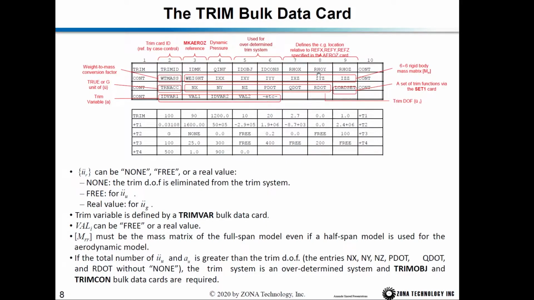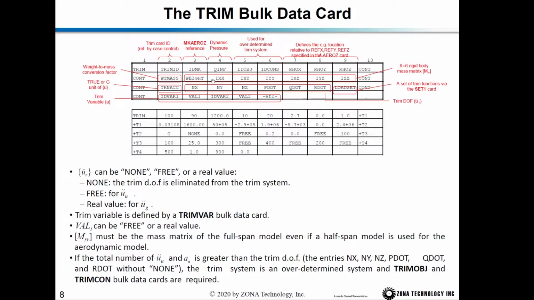And rho x, rho y, rho z is the CG locations relative to the REFX, REFY, REFZ, and those values are specified in the arrow z count. Okay, and next you need to define the 6x6 rigid body mass matrix.